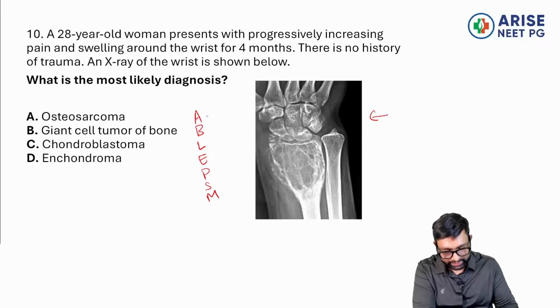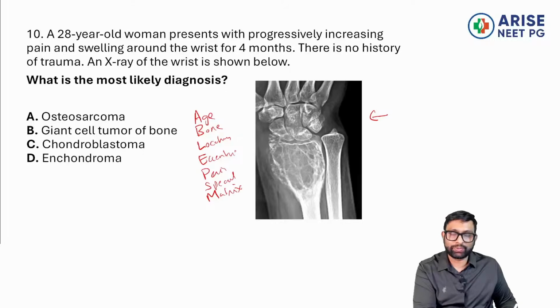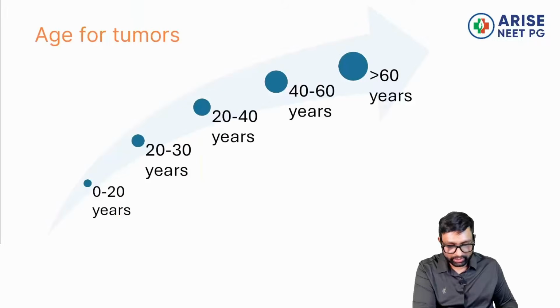PSM. So we should understand the age, the bone, the location, the eccentricity, if there is any periosteal reaction, if there is any special reaction, and matrix. All of this we have to figure out. So age is 28 years. Bone is distal radius. So let's look at our charts here.